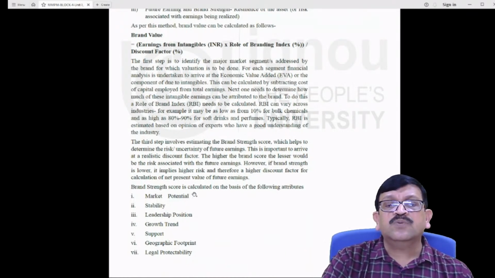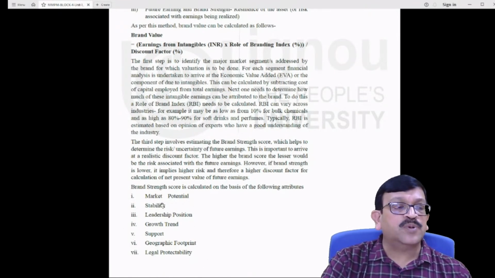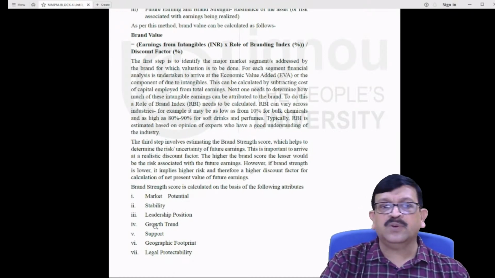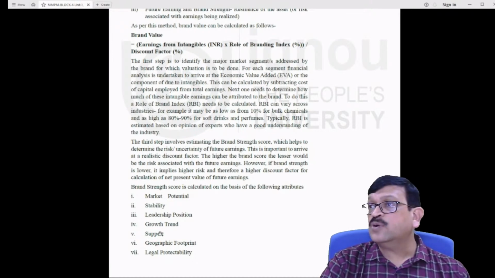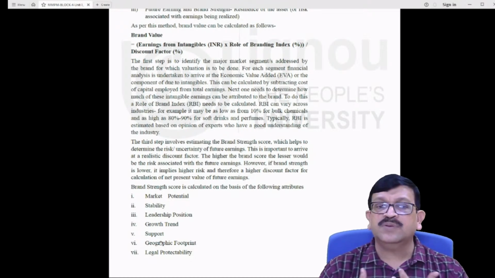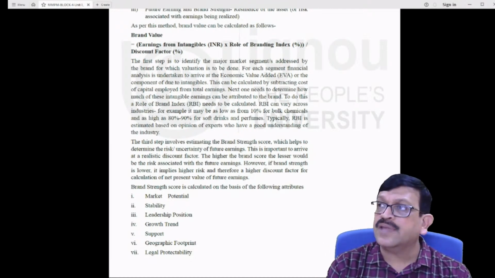How is the brand strength score worked out? It's based on these 7 parameters: the market potential, the stability of the brand. Is the brand a leader? In how many geographical locations is it a leader? Does it have a global footprint? Does it have a growth trend? Does it have the support in terms of the brand elements? How people are relating to it?